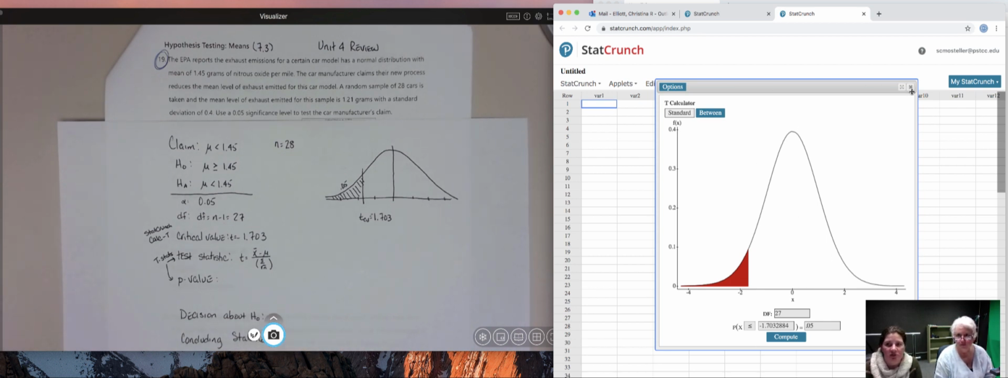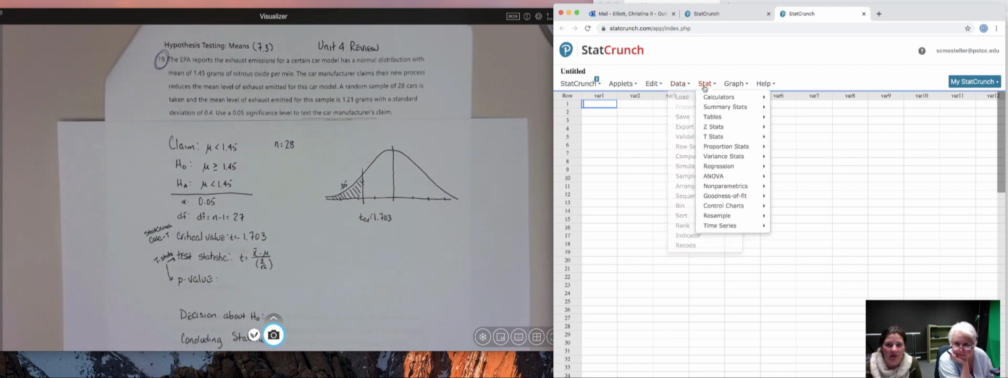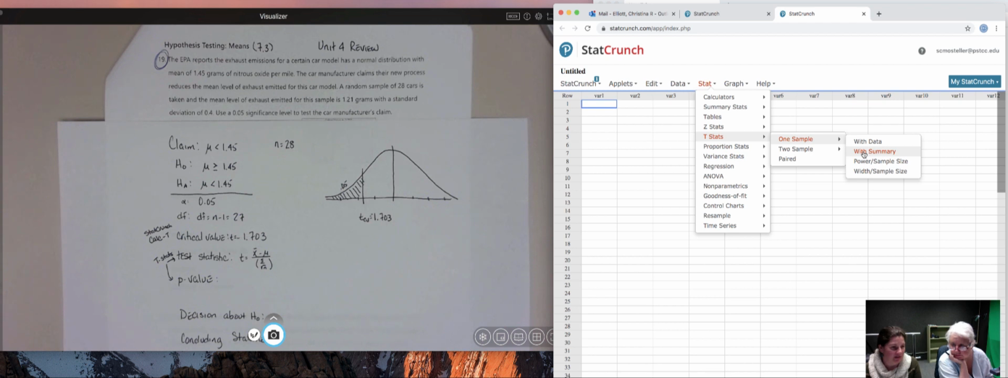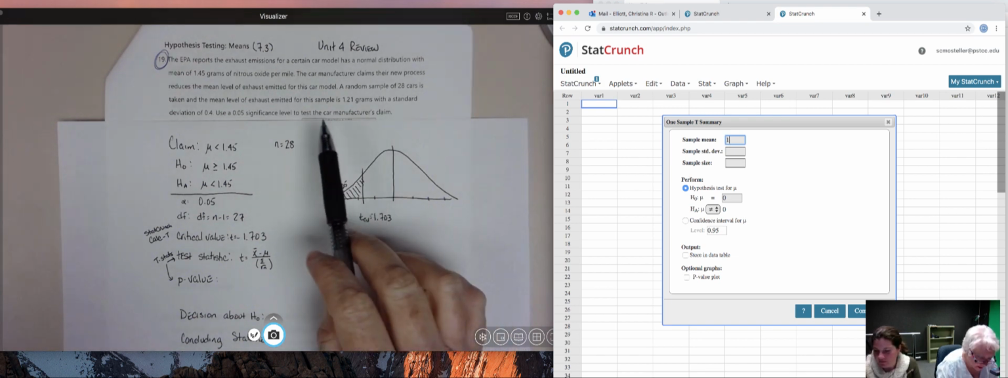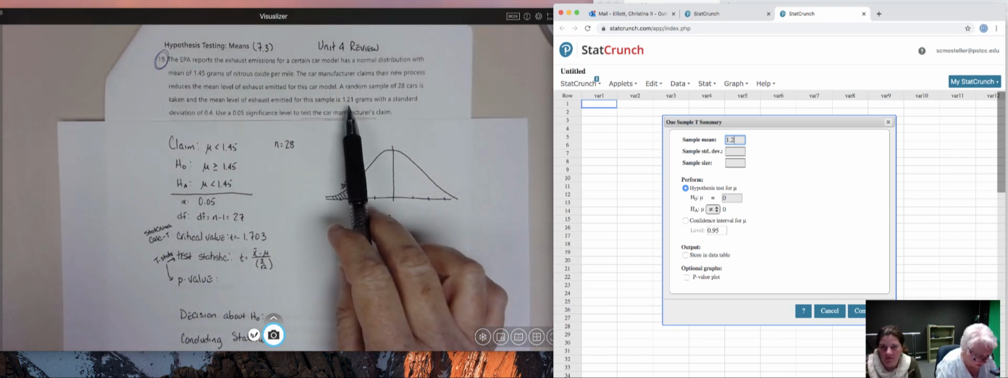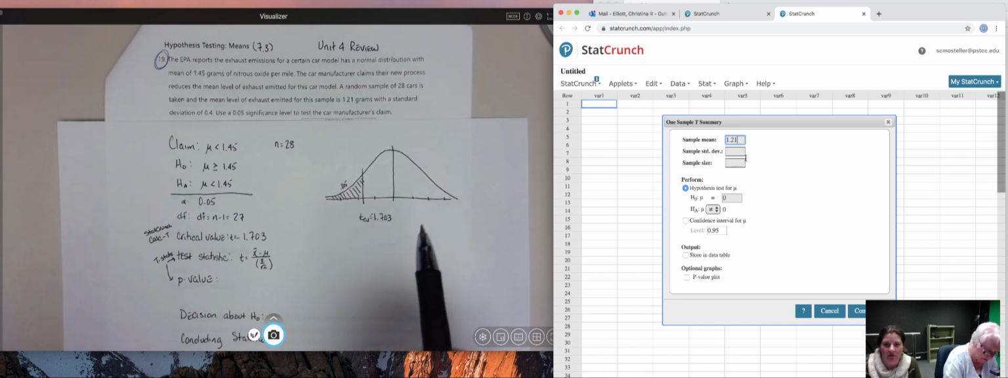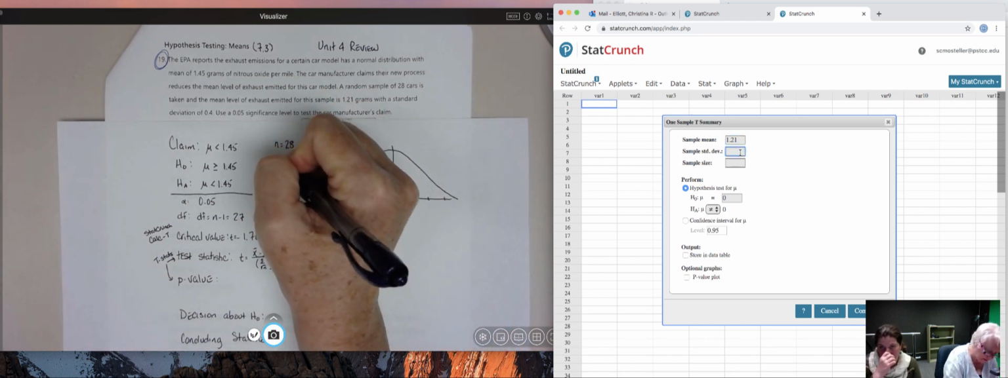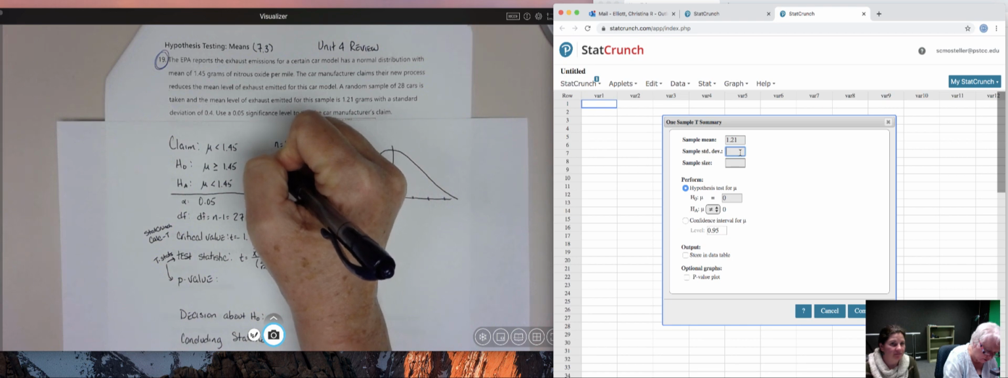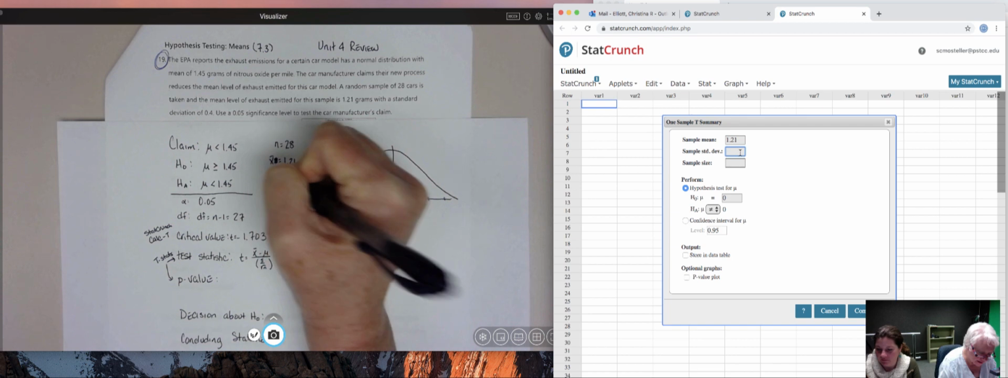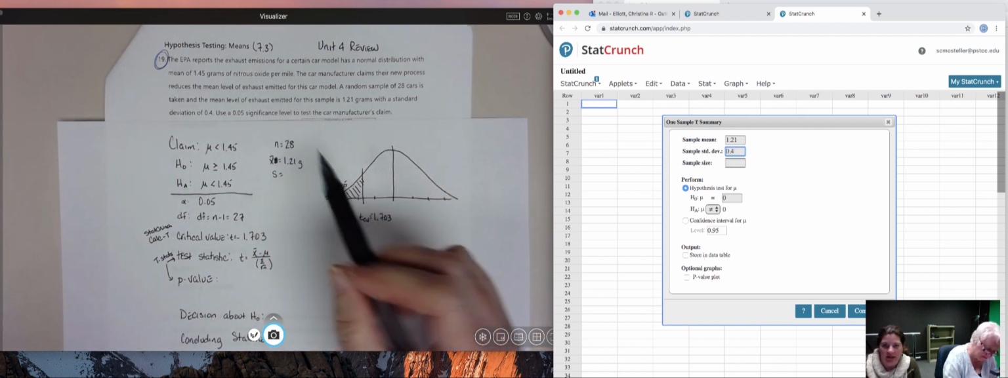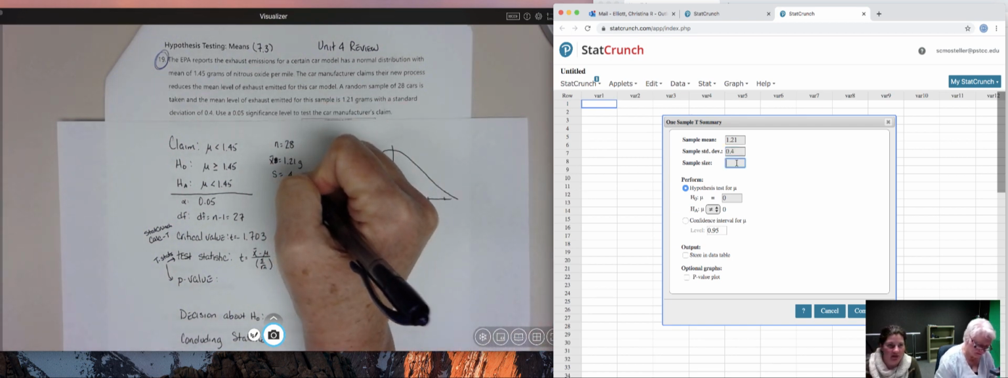So I'm just going to close this and open t-stats, one sample, with summary, because I don't have a list of data. And my sample mean was... let's see what that was. 1.21 grams. I'm going to write that down. X bar equals 1.21 grams. And the standard deviation was 0.4. And we said our sample size was 28.